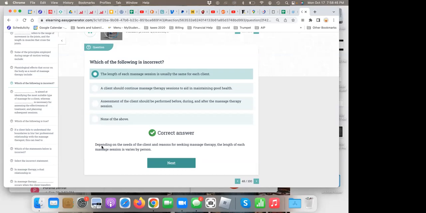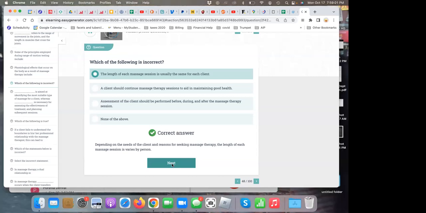But in a spa where there's a menu of services, people can choose 30-minute, 60-minute, 90-minute, et cetera, massages, right? But in a private practice, where it's up to you, you can make all the massages the same length, or you can decide to shorten or lengthen the massage based on the needs of the client.